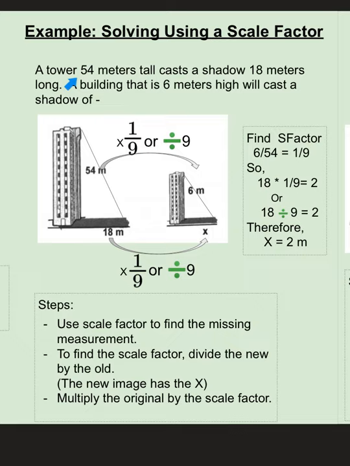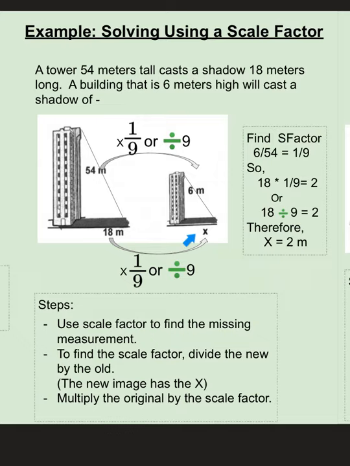And I drew a little line over here. When I drew this little line, this formed two right triangles. And they're similar because they're the same shape, just different sizes. So on this example, I found the missing measurement, the shadow of the building, by using my scale factor.